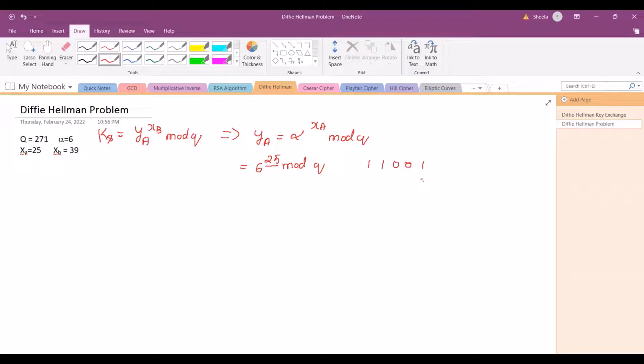11001. This is nothing but 2 raised to 0, 2 raised to 1, 2 raised to 2, 2 raised to 3, and 2 raised to 4. According to that, we get 16, 8, 4, 2, 1. Now, in order to get 25, we consider the positional values 16, 8 as well as 1. First I need to calculate 6 to the power of 8, and then I need to consider 6 to the power of 16, that is nothing but 6 to the power of 8 squared.